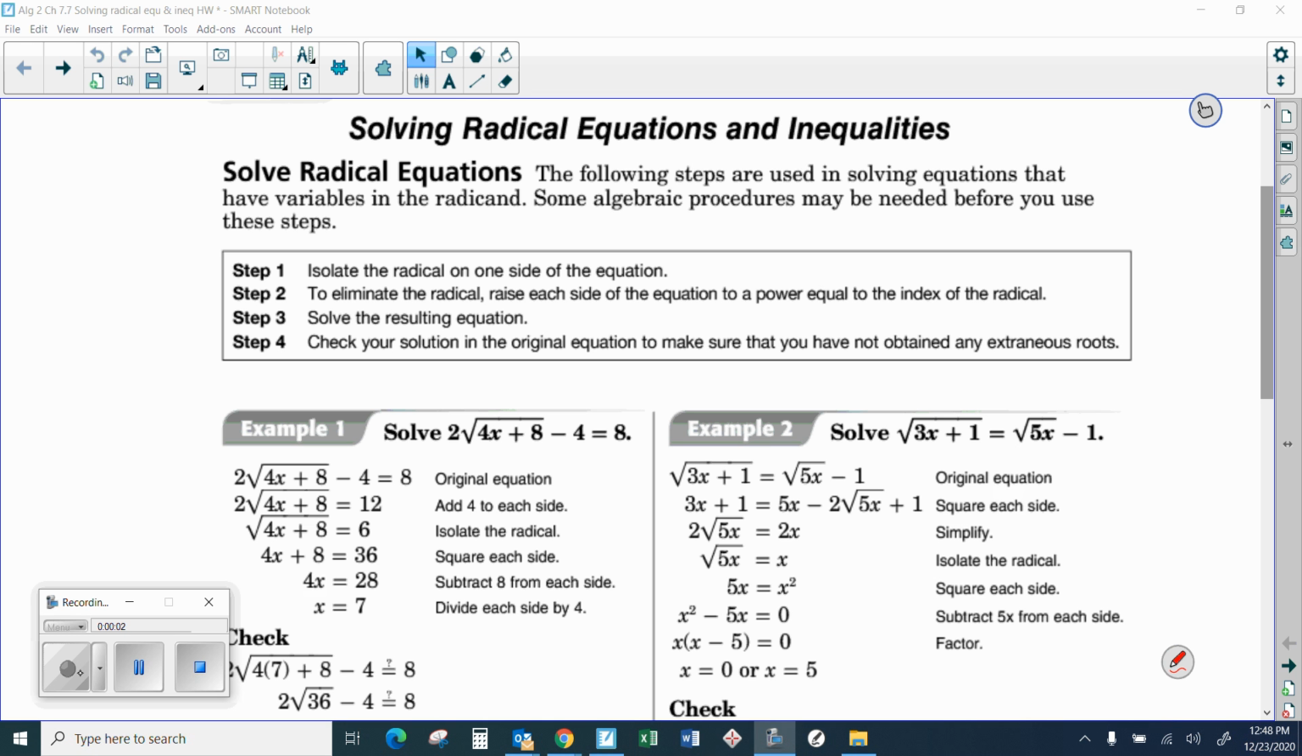Okay, students, we're going to solve radical equations and inequalities. We have the steps here. Isolate the radical on one side of the equation. That's if there's only one radical. If there's two radicals, you have one on each side of the equation.